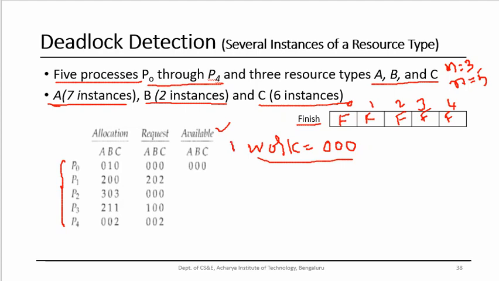Now this is the first step. In the second step, what do we have to do? We have to look for a process whose request is less than or equal to work. Now you start from P0. What is P0's request? It is 0, 0, 0. So it is less than or equal to work 0 0 0. So therefore what can be done, you can make the element corresponding to P0 true. So this can be made true.